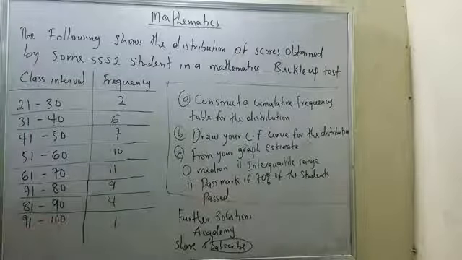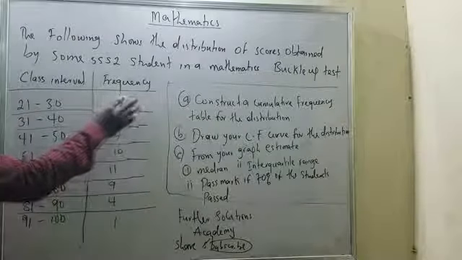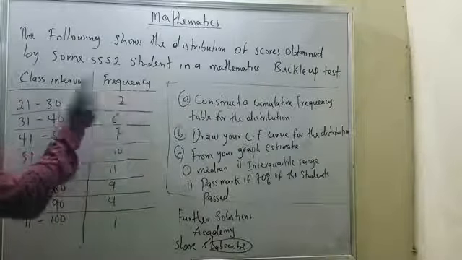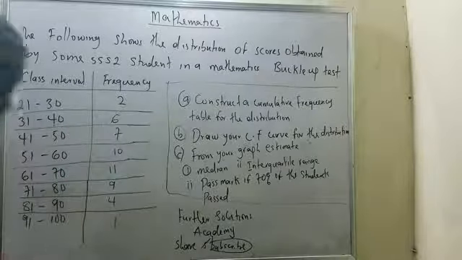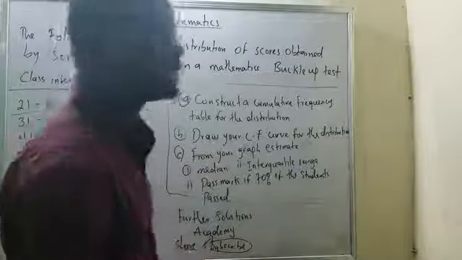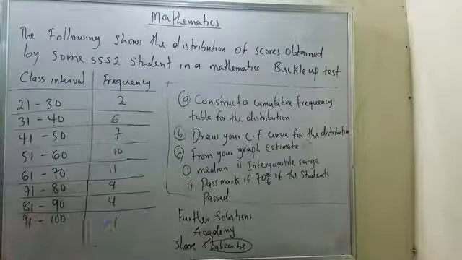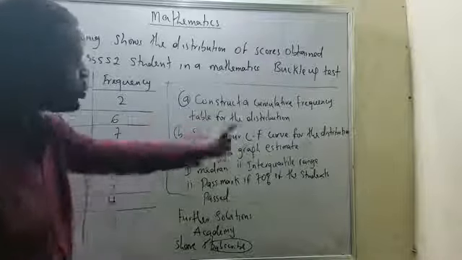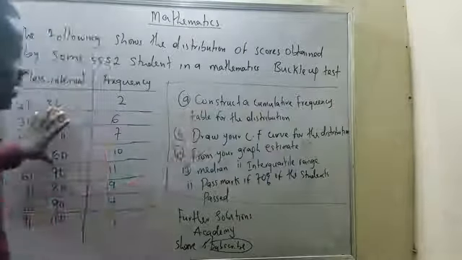Now, it means an interval is taken. Frequency is the number of appearances, the number of those that appear in it, which is 2, 6, and so forth. I've told you that we have grouped and non-grouped data. This one is grouped. Now, the question asked: construct a cumulative frequency table for the distribution, which is this.